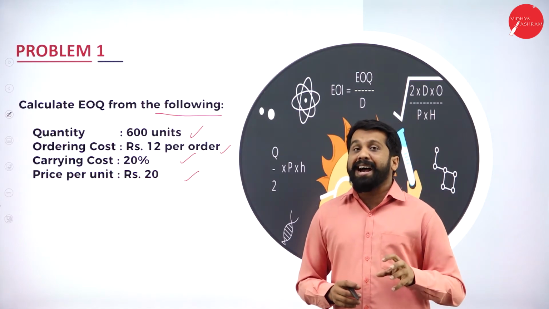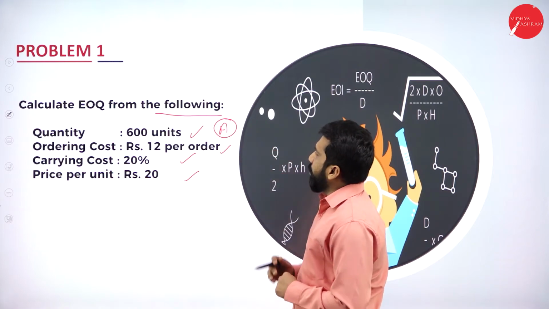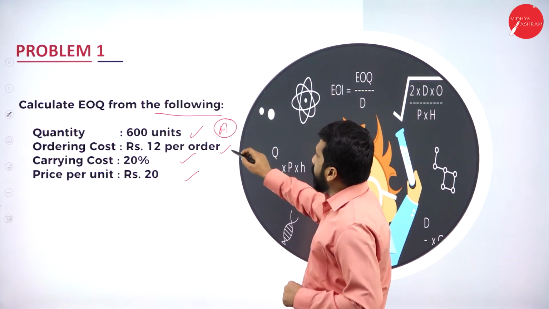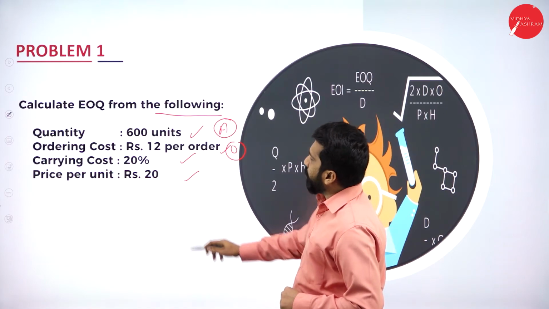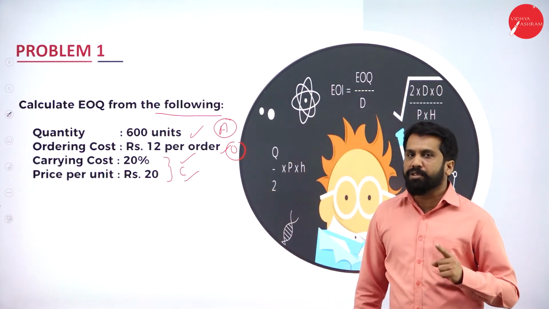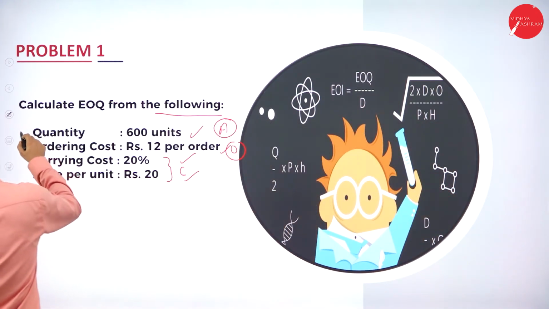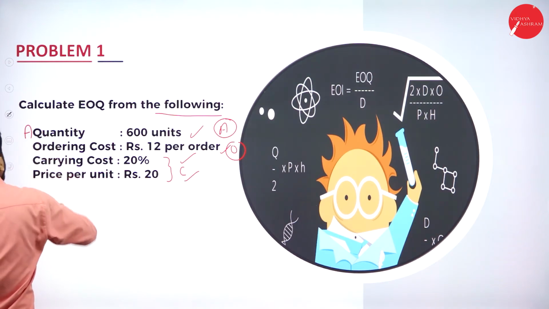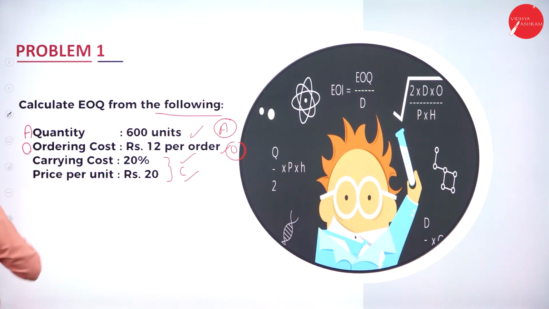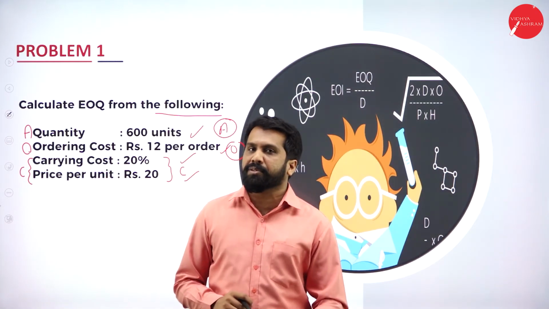Quantity means what? Annual consumption. It is nothing but your A. Ordering cost means what? Your O. Carrying cost. Combination of these two, we call it as carrying cost. You got how to find out? Now, quantity is your annual consumption. Your ordering cost is this one. These two, we call it as carrying cost. A, O, C, we got. 2 is common and the square root also common.